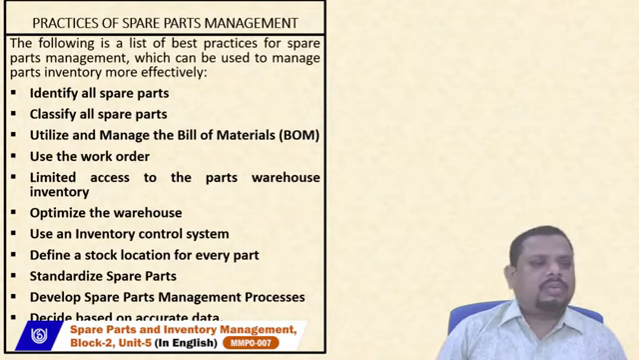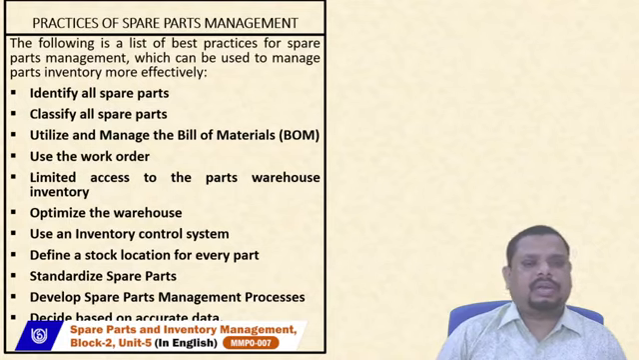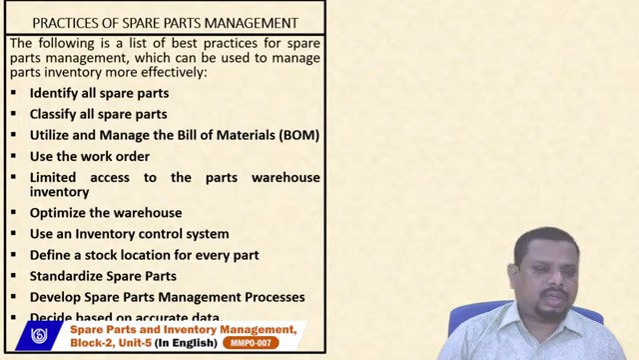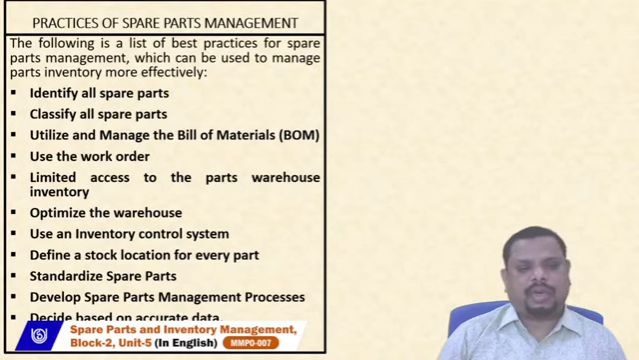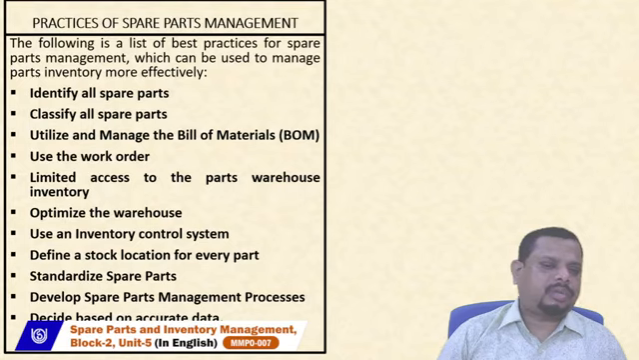The third practice is to utilize and manage the bill of materials. The bill of materials consists of the list of items for managing the spare parts. The entire specification should be decoded in the form of a bill of materials, which is basically used by the store department as well as the purchase department. By taking approval from the production department, they will manage the bill of materials.